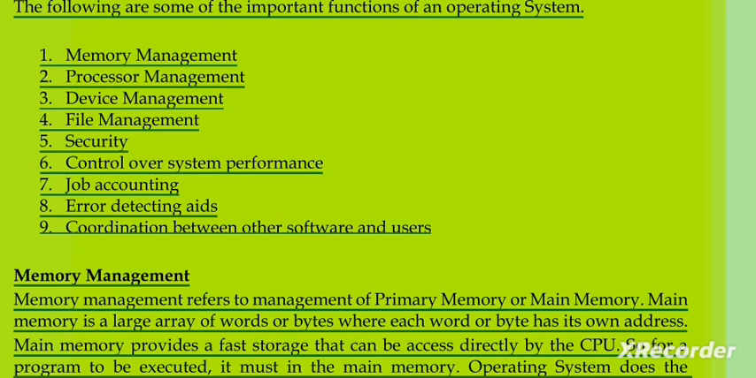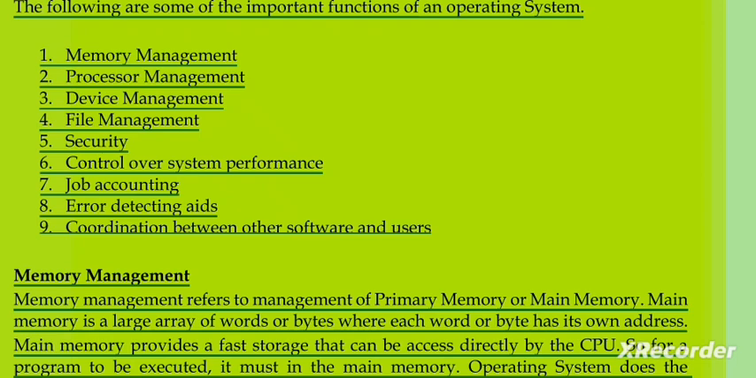A main memory is a large array of words or bytes. It can be either words or bytes, whereby a word or a byte has its own address. So in the main memory, each word or byte should have its own address.